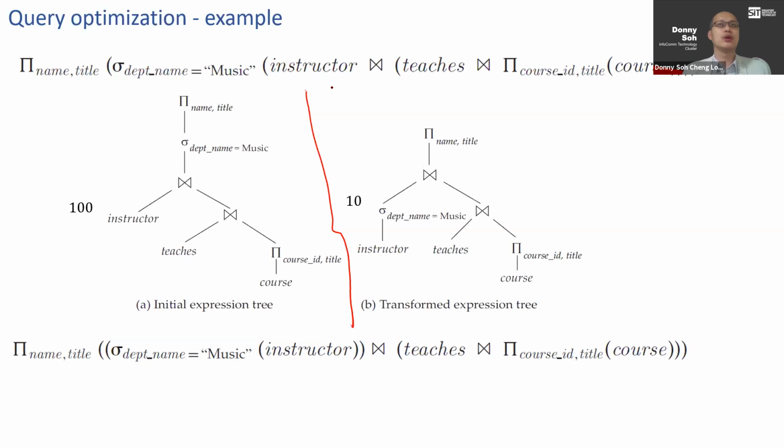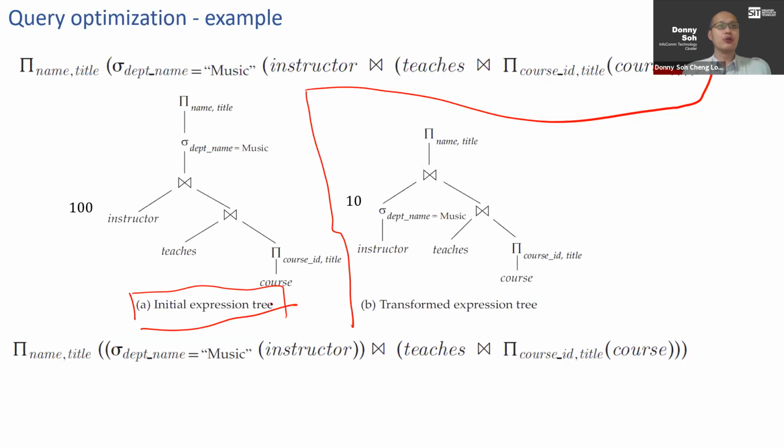So this is what this initial one looks like. I have the projection, I have the selection, I have the join of the instructor with this condition, and I have another join with teachers with this, and the projection on the course. So this is my initial expression tree.